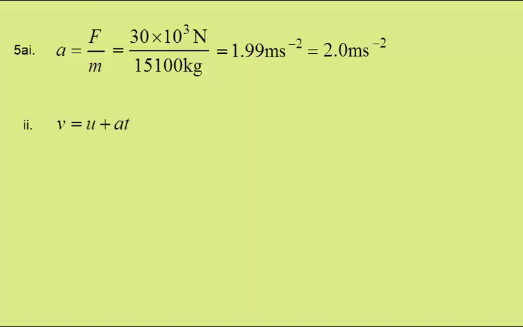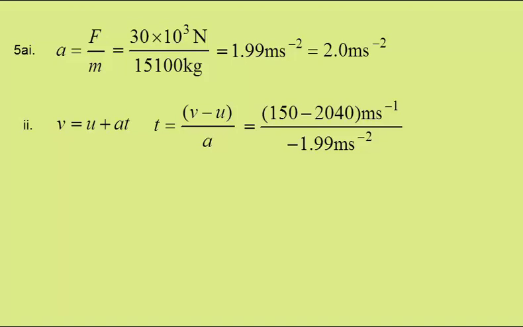Well, we can use final speed is equal to initial speed plus acceleration times time, and rearranging for the time, putting in the values, here using an acceleration of minus 1.99 meters per second squared, which is our deceleration, this comes out at 950 seconds.